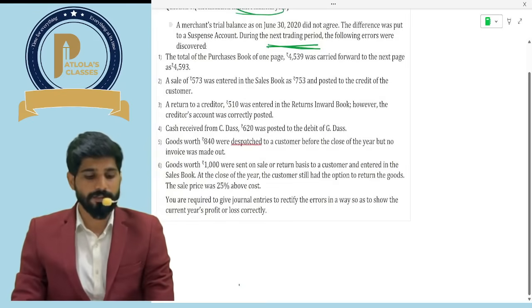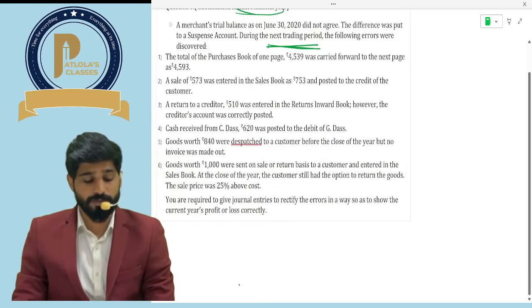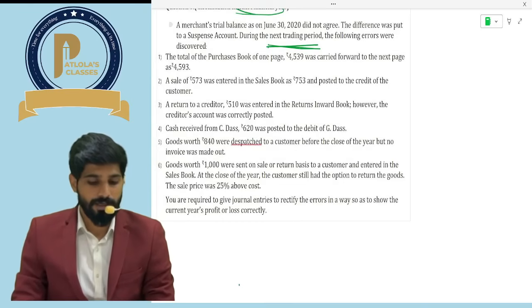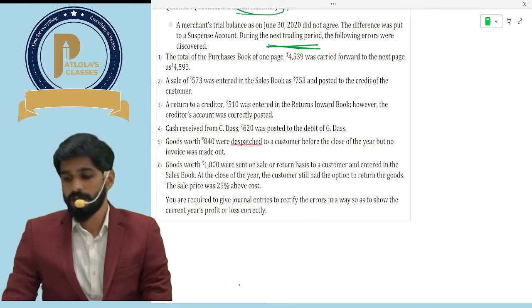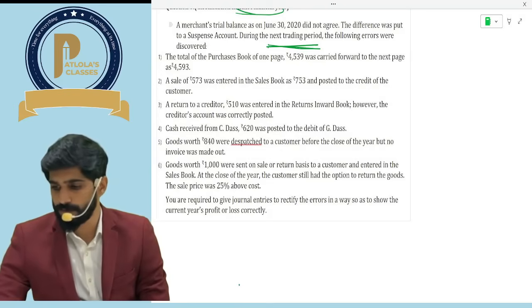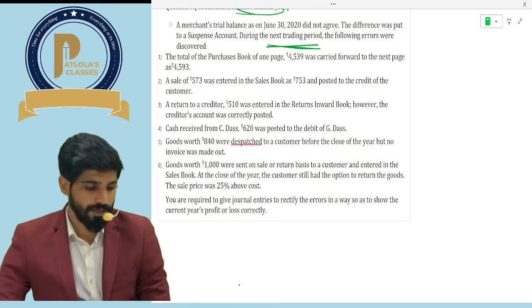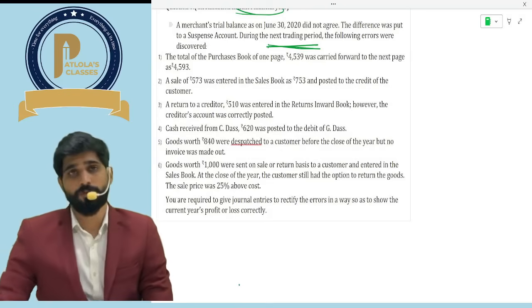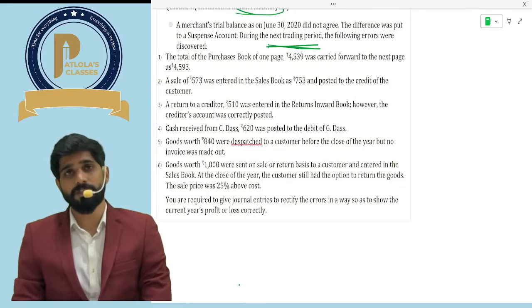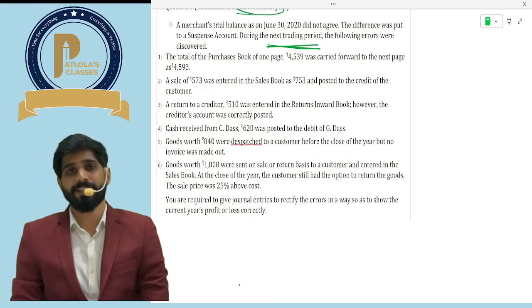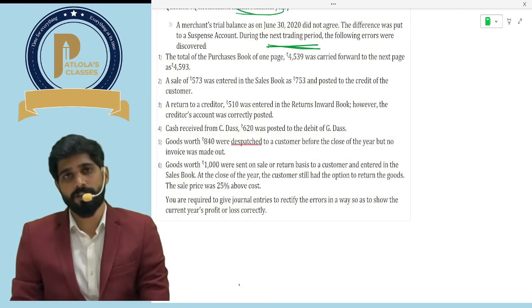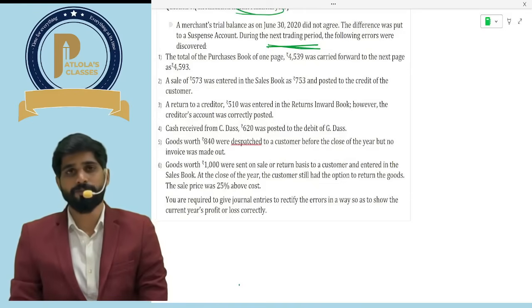The total of purchases book of one page, which is 4,539, is taken to the next page as 4,593. Very simple, guys. How much purchase is taken more? How much purchase is taken more is 54. Since purchases on the debit side is taken more, trial balance will not tally. Debit side is more. So suspense will have a credit balance. Credit side 54 is missing. So suspense will have a credit balance of 54.